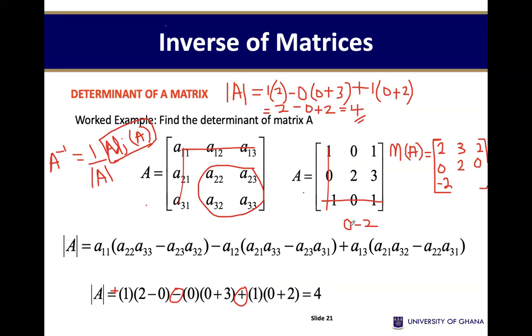Okay. Then I can now move on to the last but one. What I just did is the minor M31. I'm going to now do M32. So for M32, it's where the 0 is. Then I cross out the 0. So I'm left with 1, 1, 0, 3. So that's going to give me 1 times 3, which is 3, minus 0 times 1, which is 0. So that's going to give me 3 here.